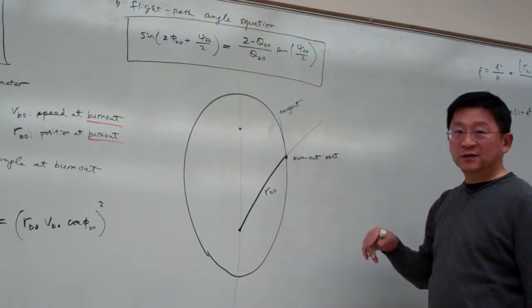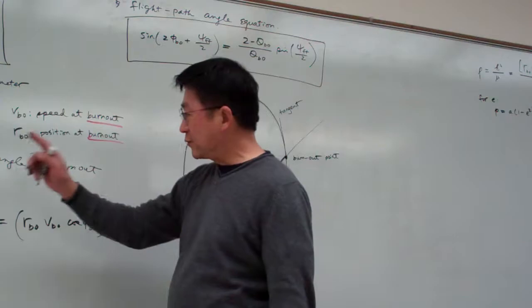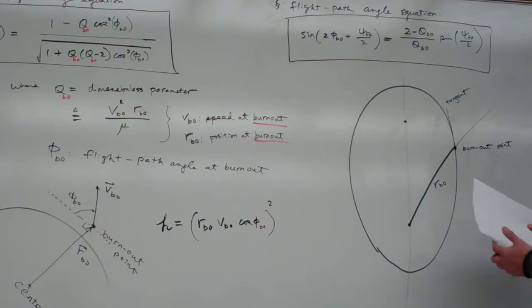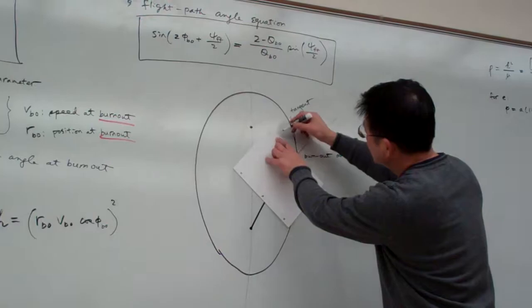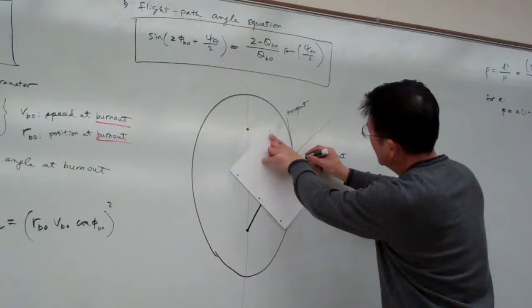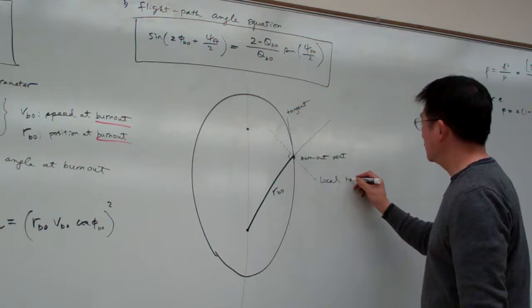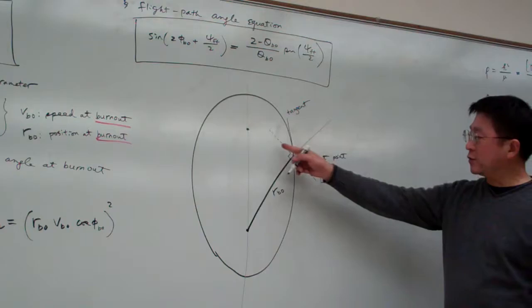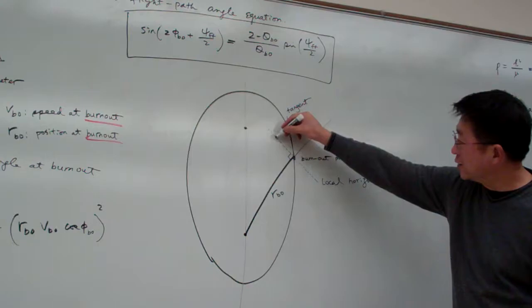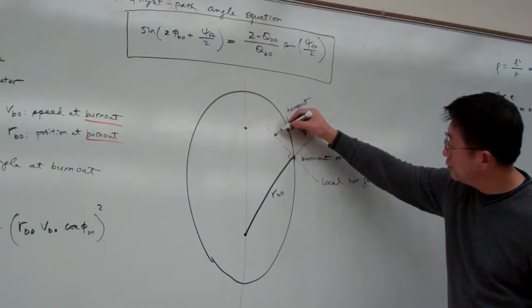In that direction is our velocity. And now I'm going to draw the local horizon. Local horizon simply is I take the 90 degrees to this one here. So these are 90 degrees. Okay, so by definition, the angle between the local horizon and our tangent, our velocity, this angle is φBO.